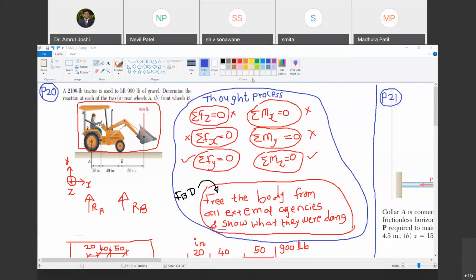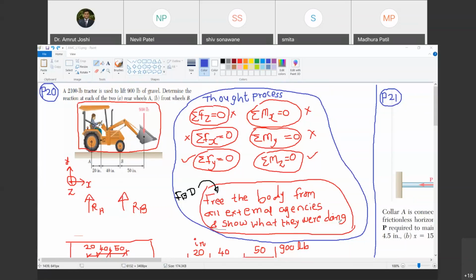In yesterday's class, we were discussing this problem. I will read it out. A 2,100 pound tractor is used to lift 900 pound of gravel. Determine the reaction at each of the two rear wheels A and front wheels B. What I have marked in blue color is the thought process. This is not the step in solving the problem.